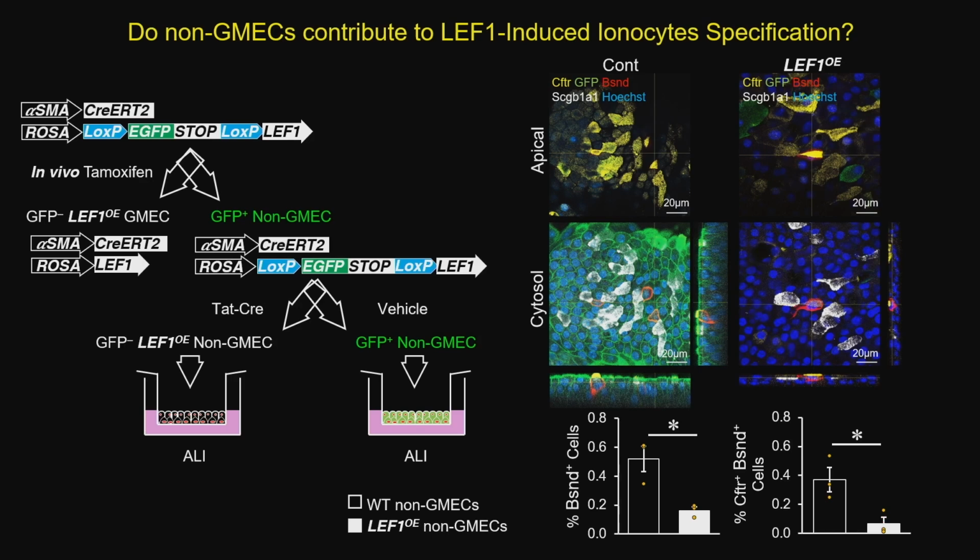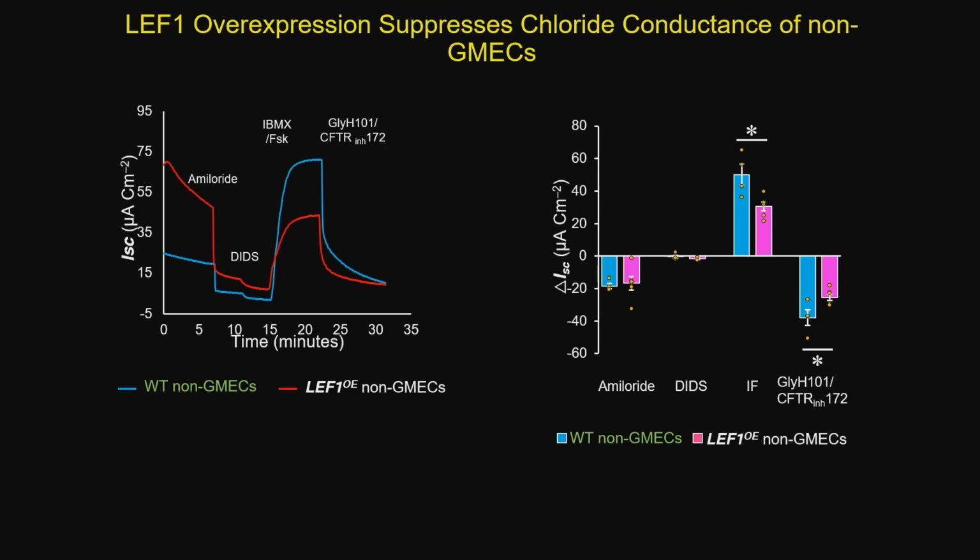All right, that's interesting. How will this affect the short circuit current or chloride conductance in these cells? We did the same thing again, and we ran short circuit current, and again it correlated with what we saw of ionocyte reduction.